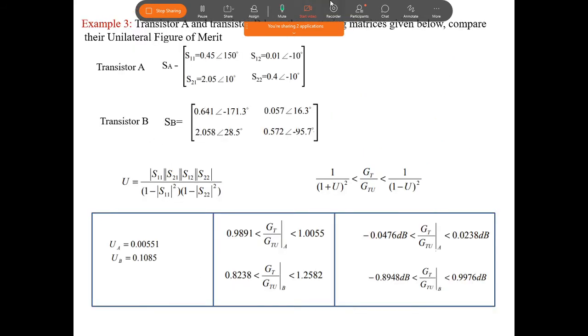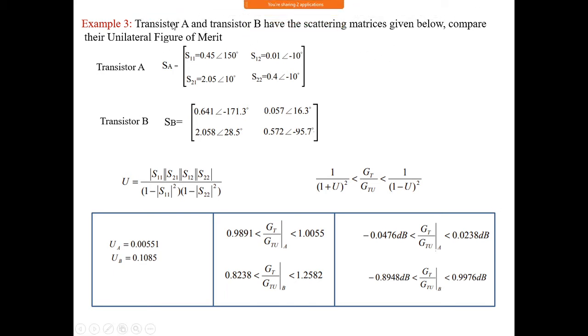Here, there are two transistors given: transistor A and transistor B. Transistor A and transistor B have the scattering matrix given below. Transistor A has this S matrix, and transistor B has this S matrix. Compare the unilateral figure of merit of these two transistors.